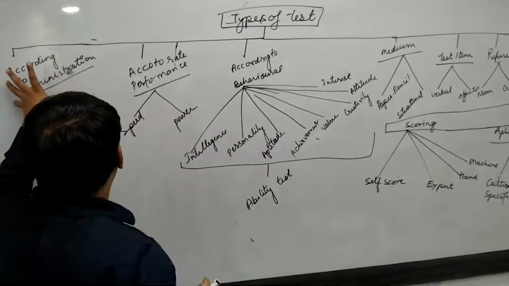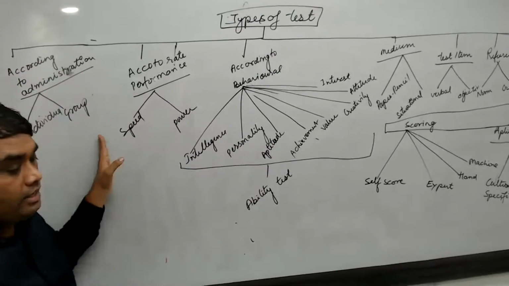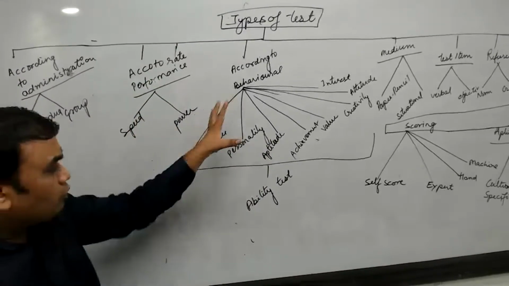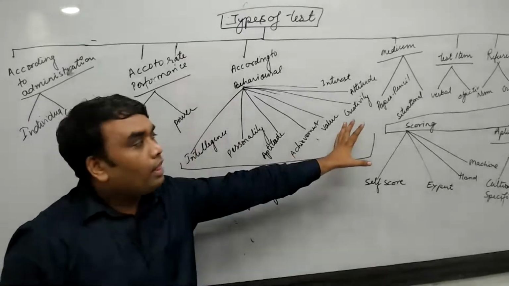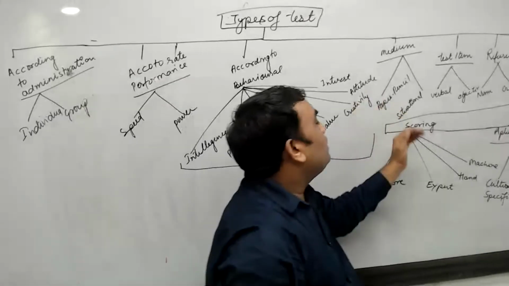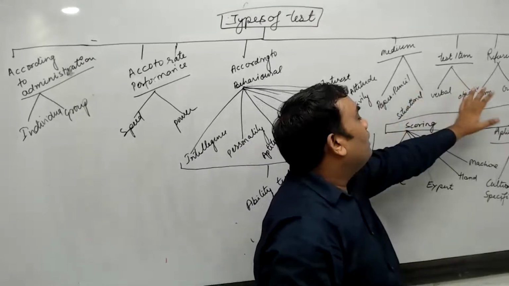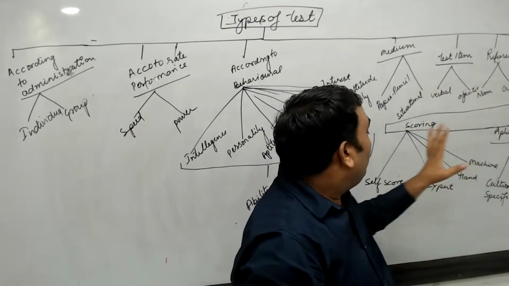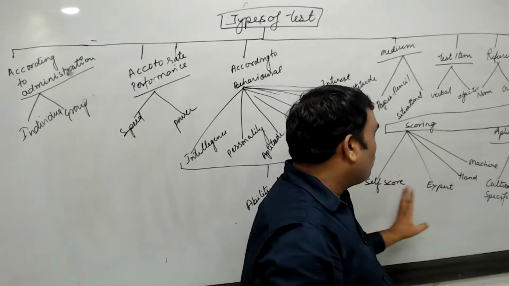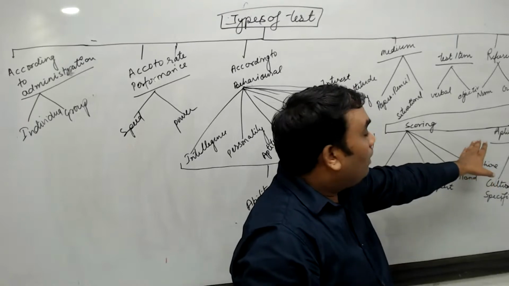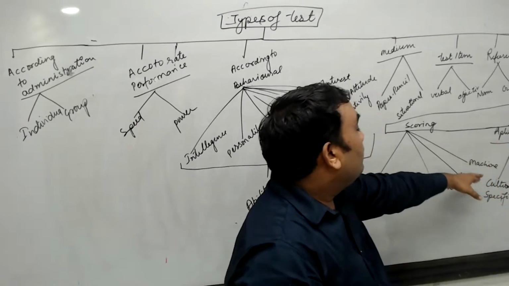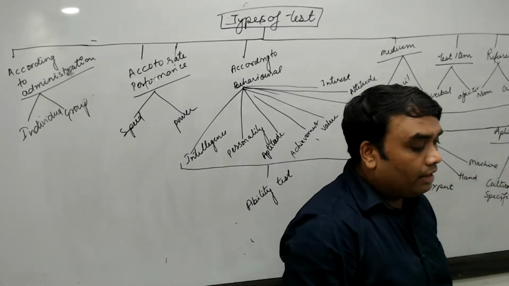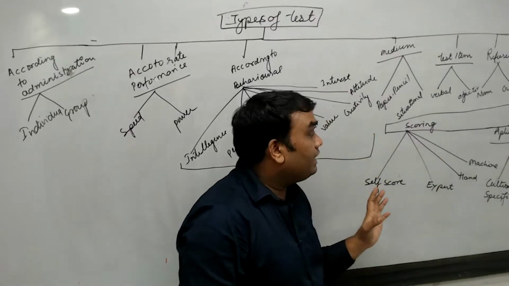Okay. First, according to administration, individual test and group test. Then, according to the performance, speed test and power test. According to behavioral dimensions, all these are mentioned. Then according to medium, paper, pencil and situational. According to items, verbal and objective. According to interpretations, norms and criterion based tests. According to scorings, self-score, expert score, hand and machine scores. And after this, there is the applicability, that is cultural applicability, culture specific and culture fair are there. So these are basic types of test.